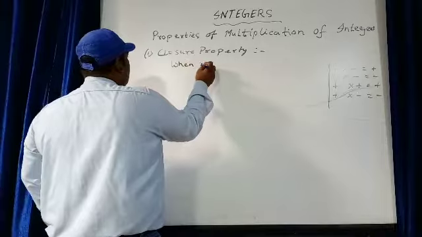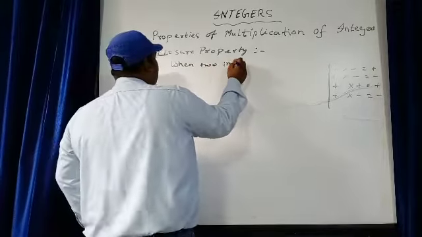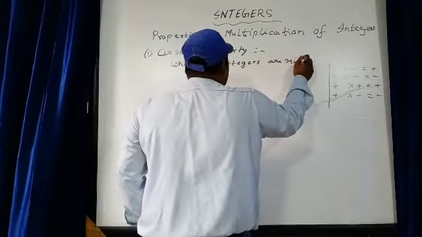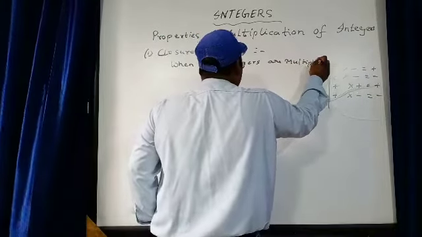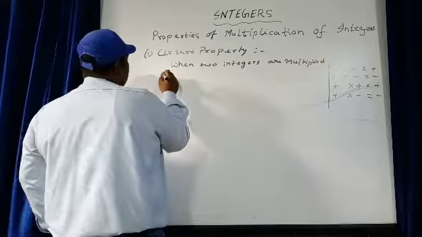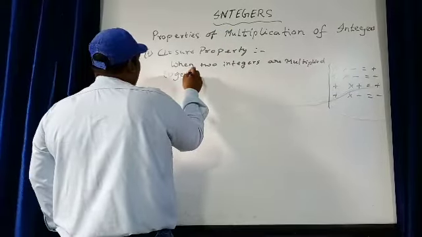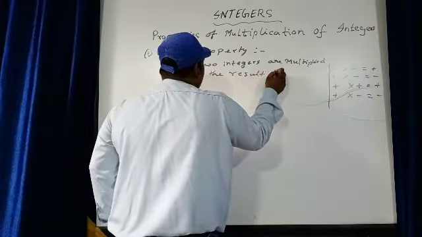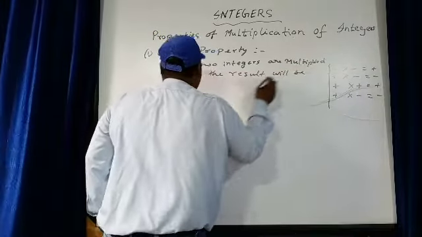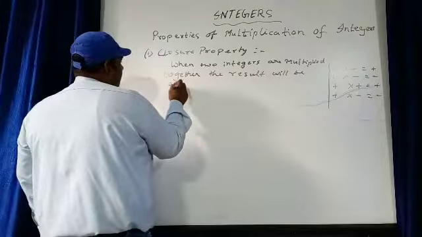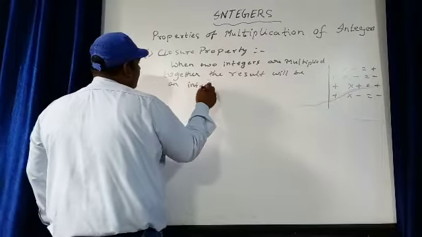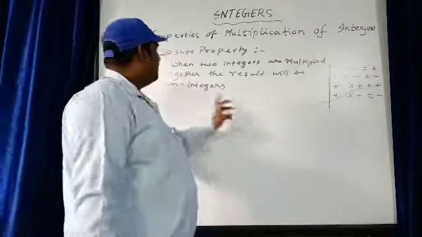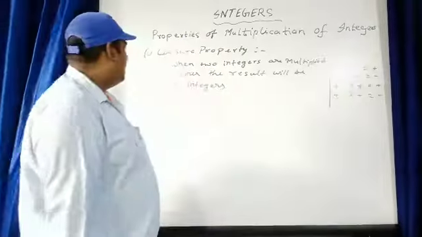when two integers are multiplied together, the result will be an integer. Okay, what did you get? When two integers are multiplied together, the result will be an integer.